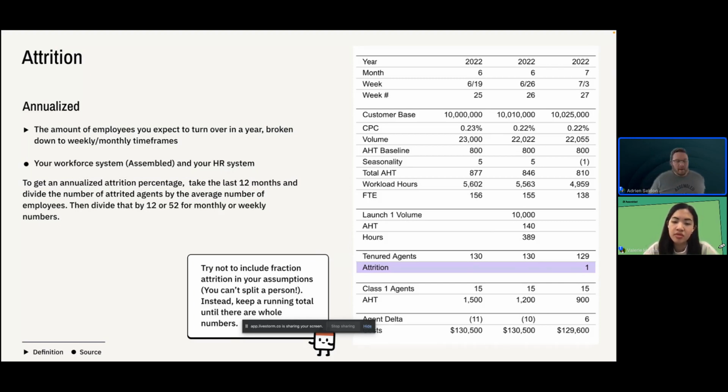You can take the last 12 months and divide the number of attrited agents by the average number of employees. That's going to give you how many people left over the amount of people that you have, your annualized attrition number. And then the way that I've done it in this sheet is you just take that and divide it into 52 parts, one for every week. So that's a big part there.